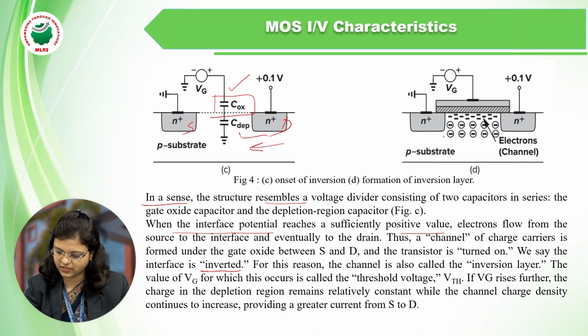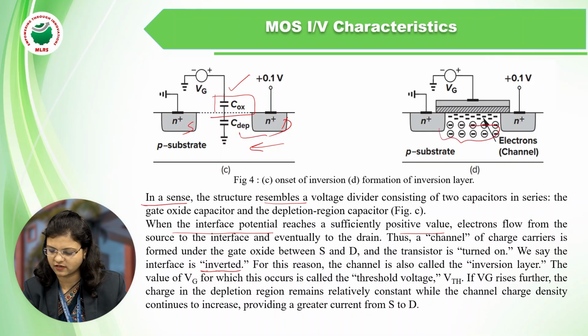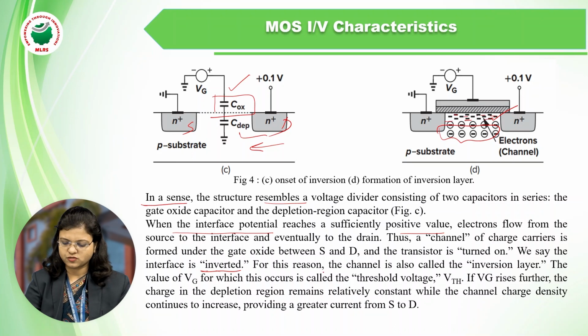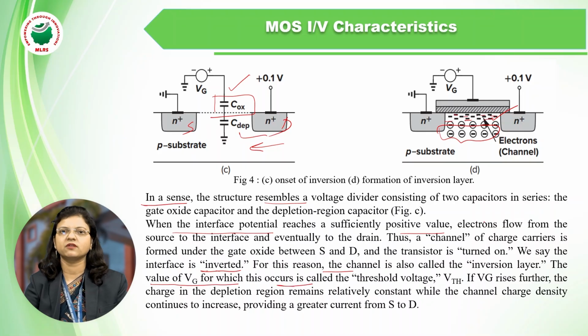In this diagram you can see these are nothing but the electron ions, and this region is called the inversion layer. Here our channel is getting inverted, or we can say the channel is created. The value of VG for which this phenomenon occurs is called the threshold voltage, and we denote it by VTH.